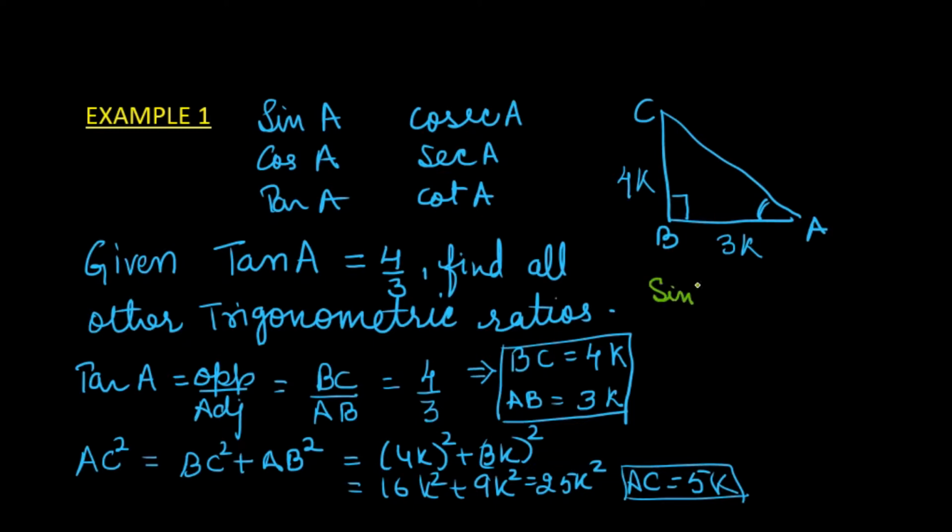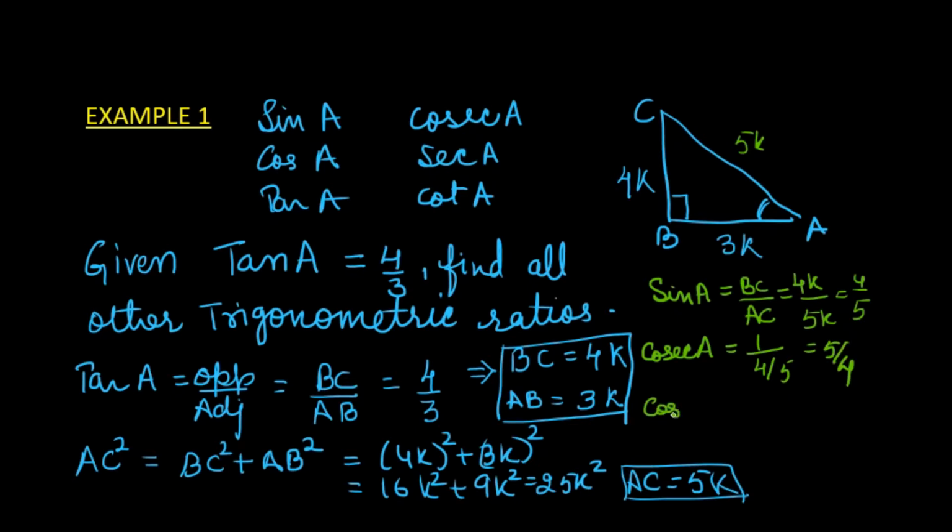Sine of angle A is opposite over hypotenuse, which is BC over the hypotenuse AC. BC is 4K and we have figured out AC as 5K. So it is 4/5. We know cosec A is the reciprocal of sine A. So sine A is 4/5, and cosec A will be 1/(4/5), which is 5/4.